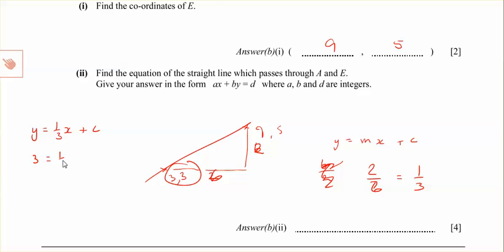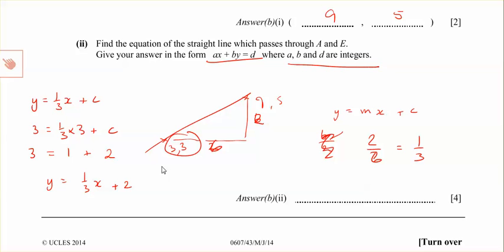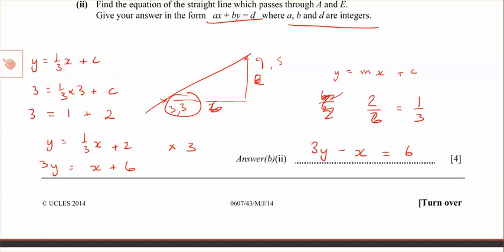So 3 equals a third times 3 plus c. Third times 3 is 1. So 3 equals 1 plus 2. So we've got y equals a third x plus 2. But, read the question, times it by 3 gives me 3y equals x plus 6. Those people that forgot to do that. Rearrange it gives me 3y minus x equals 6. And that's in the right way. Lots of people forgot to multiply the 2 by 3. Right? Must multiply everything.